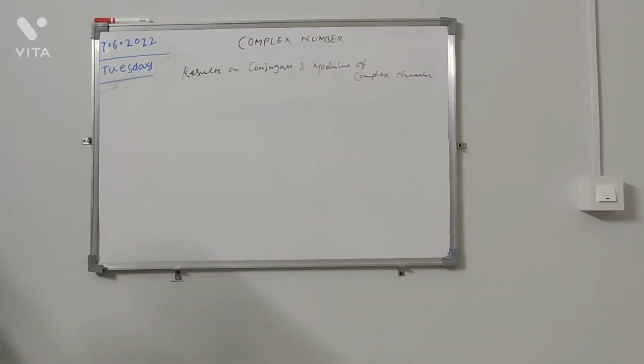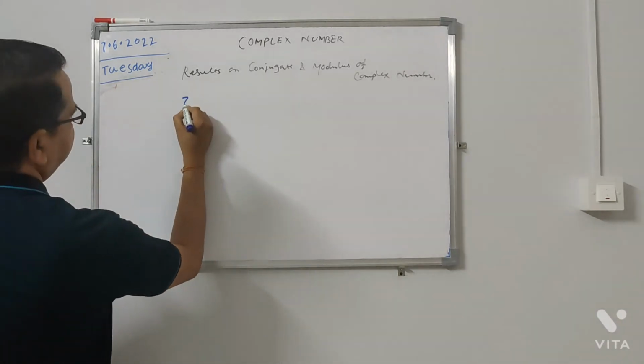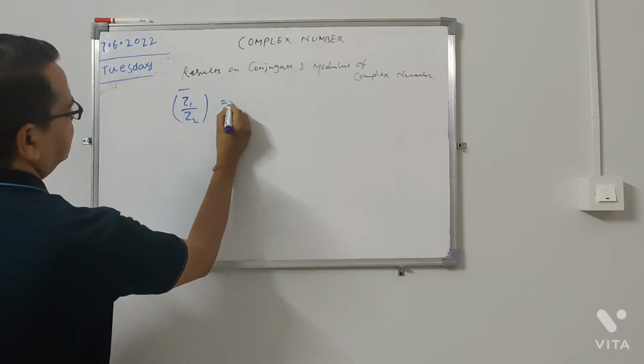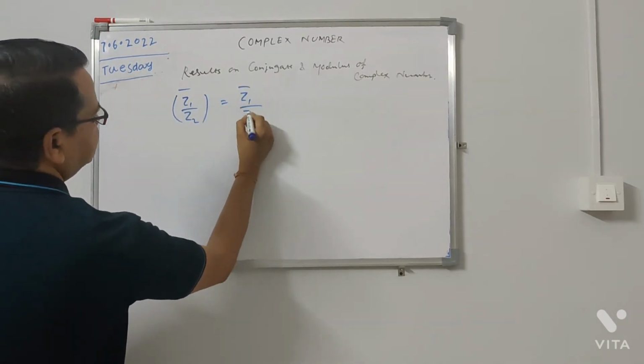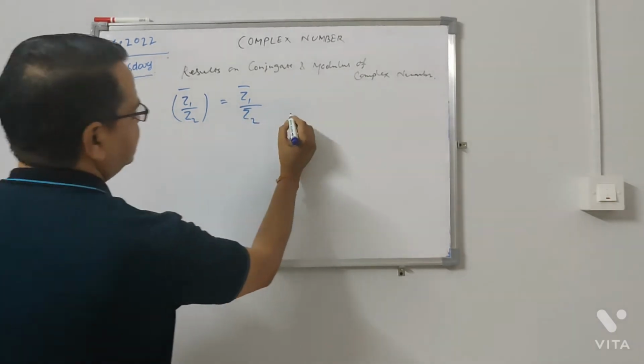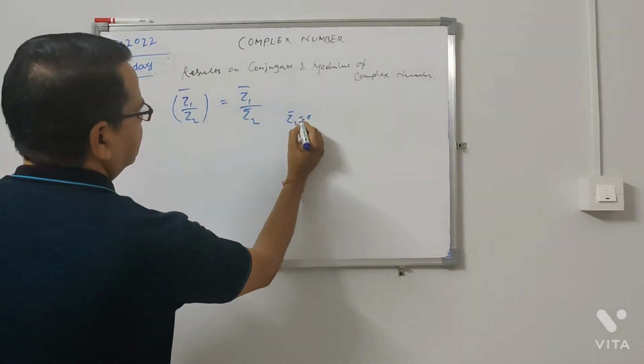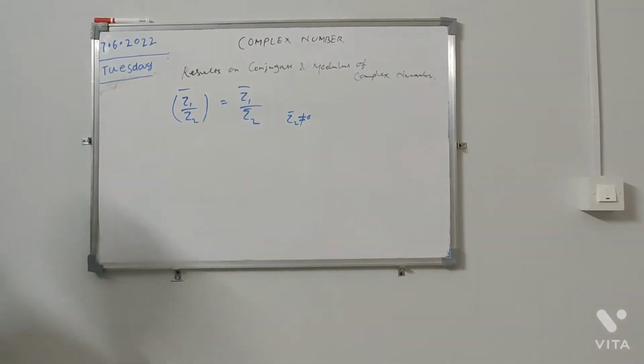And again another thing is, the conjugate of z1 by z2 is equal to z1 conjugate divided by z2 conjugate, provided z2 conjugate is not equal to 0. Because if it is 0, it will become infinite. Okay, and then.